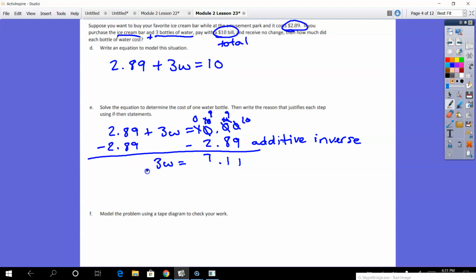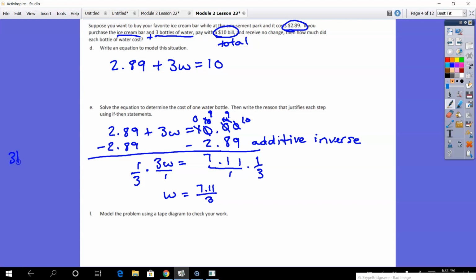$7.11 multiplied by the reciprocal. The reciprocal of 3 is 1/3. So that gives me W is equal to 711 divided by 3. Keep it nice and lined up.